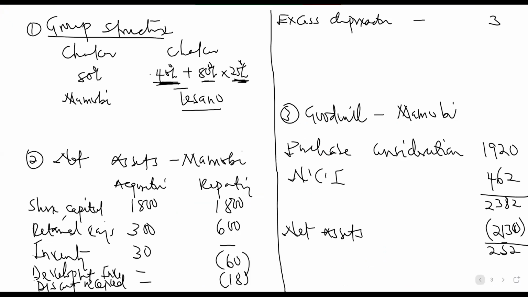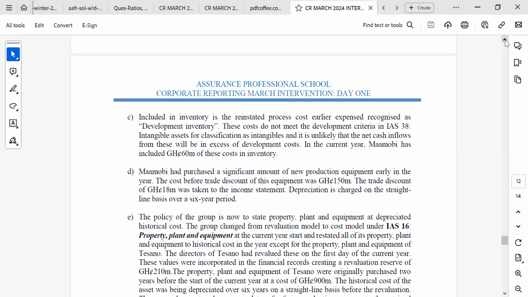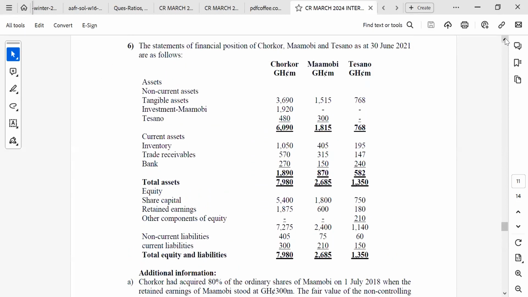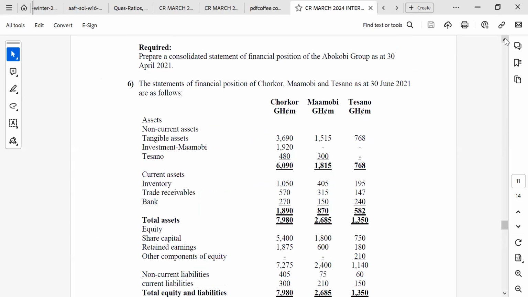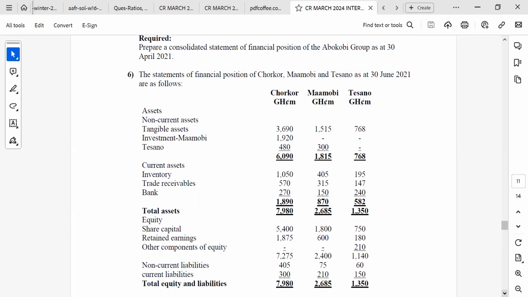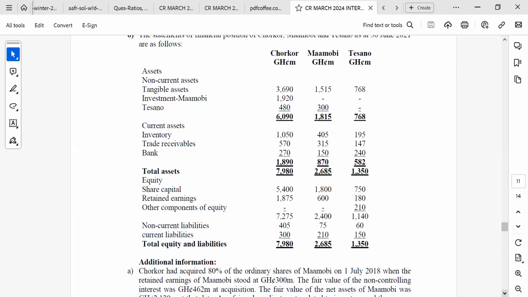I'm getting 2,325. Someone should confirm. 2,325. Confirmed. Okay. So this is how you calculate it. Another way of calculating the net asset, you can also confirm it like this. Take the net asset from this figure. What is the net asset for Mamobi over here? You just do your total asset minus your total liabilities. You can take it from the book value. So the net asset is 2,400.